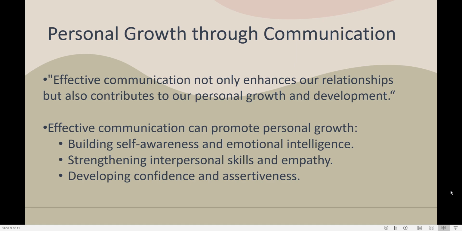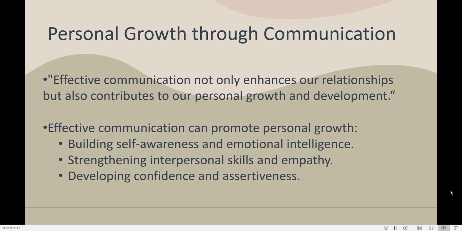Right? Effective communication can promote personal growth, building self-awareness and emotional intelligence. We discussed emotional intelligence, self-awareness. आस पास self-aware रहिए. Don't be so ignorant कि आपको पता ही नहीं है आपके आसपास क्या चल रहा है, क्या नहीं चल रहा है, किसका कैसा मूड है, क्या करना चाहिए, क्या नहीं करना चाहिए, मैं कहाँ पे हूँ, मैं कैसा बिहेव करूँ. Be self-aware. Know what you want to do at a certain place.